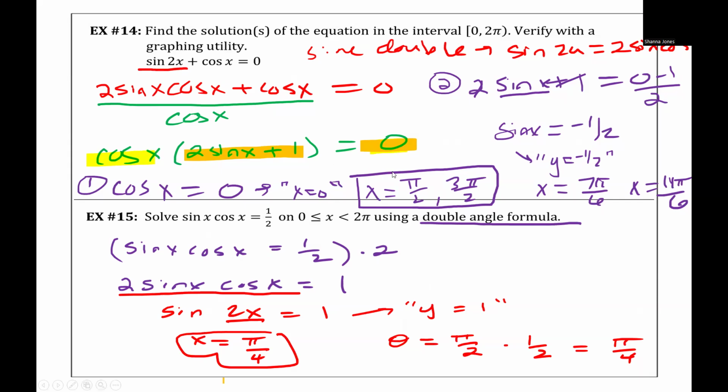What happened to the cosine? Because I made it into the double angle identity, I can condense it down to the double angle. So 2 sine x cosine x is sine 2x, right? So I condensed it. So this is the double angle expanded. This is the double angle condensed.